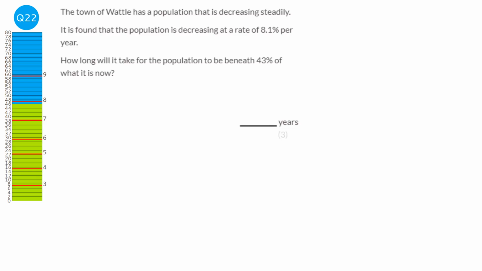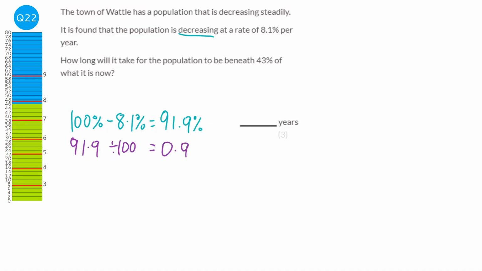So we're going to start by finding the multiplier. So we start off with 100%. It says it's decreasing at a rate of 8.1%, so we're going to take away the 8.1%. And then when we do that, we get 91.9%. Make that a multiplier by dividing it by 100, essentially making it a decimal. So whenever we get a number and we times it by 0.919, we're decreasing it by 8.1%.